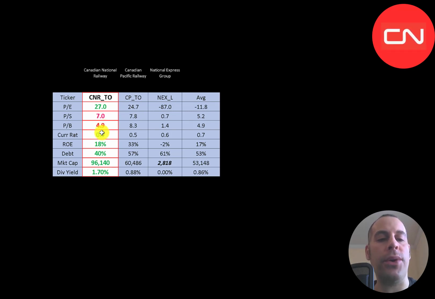They have the best current ratio of the three companies, even though it's below one. They're about average in ROE. They have the lowest debt of the three companies. And they're the biggest of the three companies. They also pay the highest dividend.